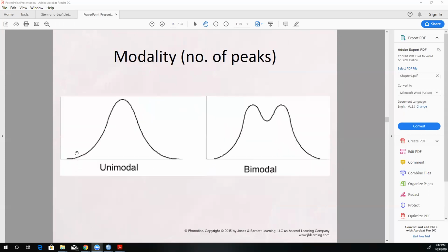Okay. The next thing to look at is modality, and as I've kind of said already, this is unimodal. That means there's one hill. This is bimodal, and you can actually have more than two modes.